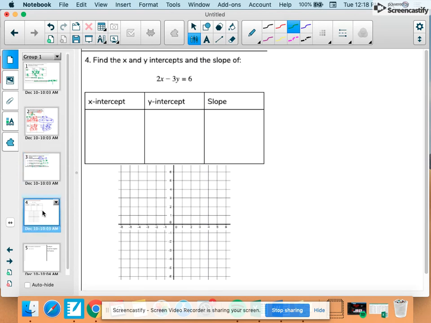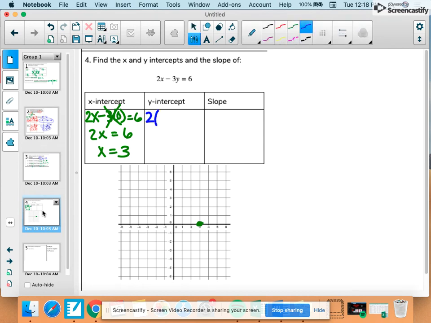Finding the x and y intercept, we're plugging in 0 for x or 0 for y. So if we want to do the x-intercept, that means we're going to plug in 0 for y. So we have -3 times 0 equals 6. So essentially this whole thing just goes away because anything times 0 is 0. So we get 2x equals 6. So when we divide by 2, we get x equals 3. Now that's our x-intercept, so that goes on our x-axis. So we're going to plot that point there at 3, 0.